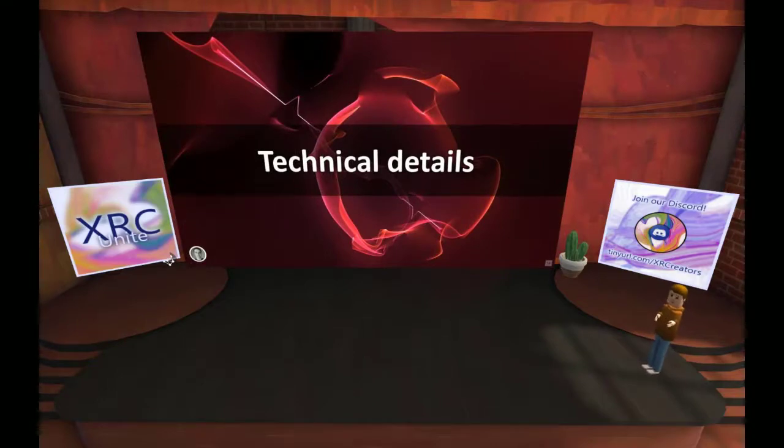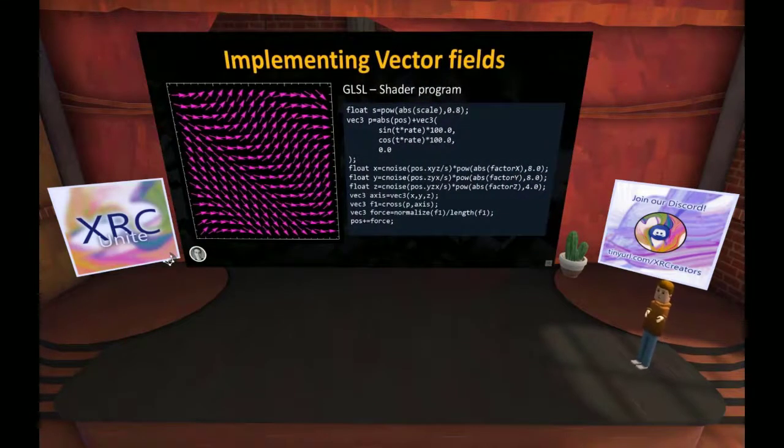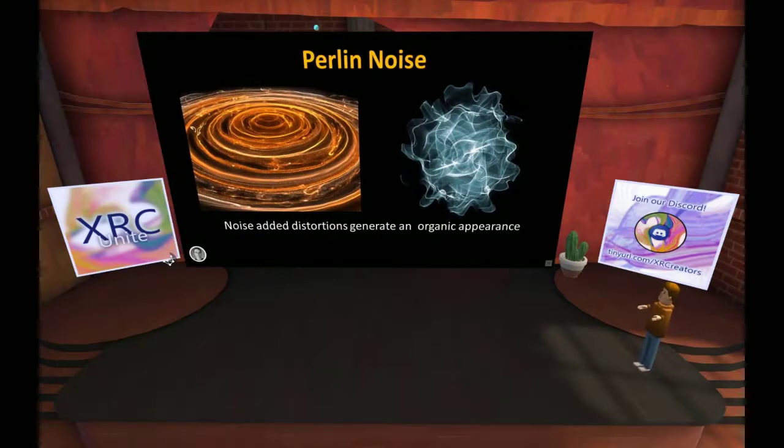Now some technical details. At the core of the simulator, there are shader programs written in GLSL language, and they compute the vector fields. They use the location of the particle and the current time of the simulation as inputs to update the position of the particles. Here you can see an example of these shaders. They are very, very short, very simple programs. Another key ingredient in the simulations is Perlin Noise, which adds some distortions to the vector fields to generate this organic view you see in the images.